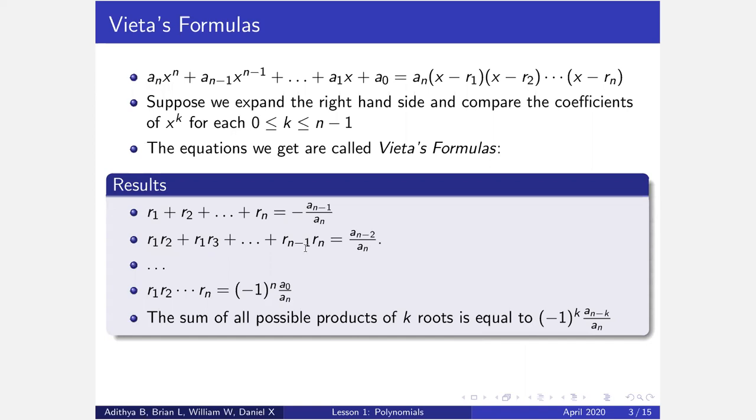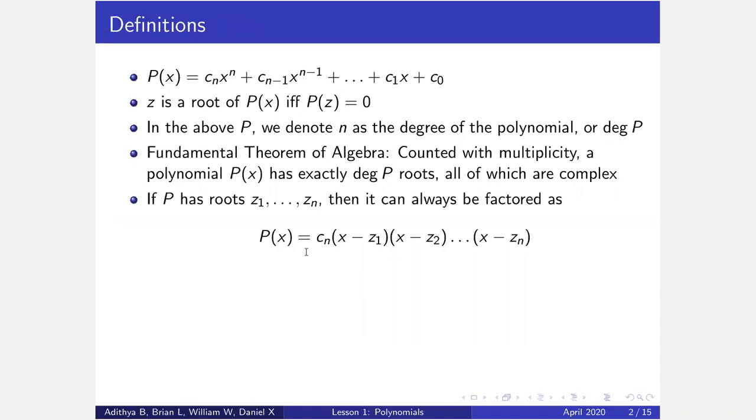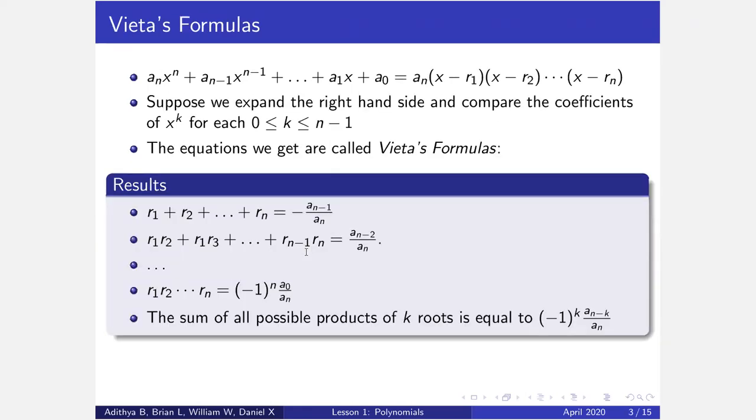So recall from the previous slide that all polynomials can be factored in the form c_n times (x minus z_1) times (x minus z_2) times dot dot dot times (x minus z_n). But oftentimes we don't find polynomials in this form. We find them expanded, like a_n x^n plus a_{n-1} x^{n-1} plus dot dot dot. But just because they're expanded like this doesn't mean that we can't factor them. It just means that they're not appearing as factored.